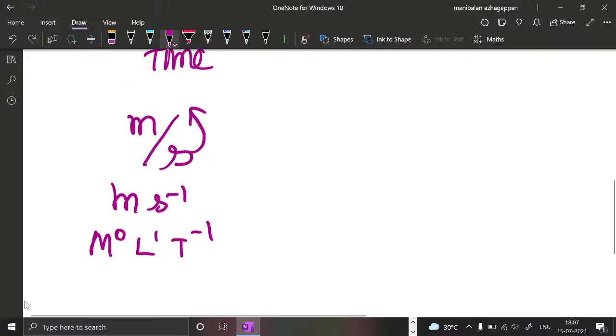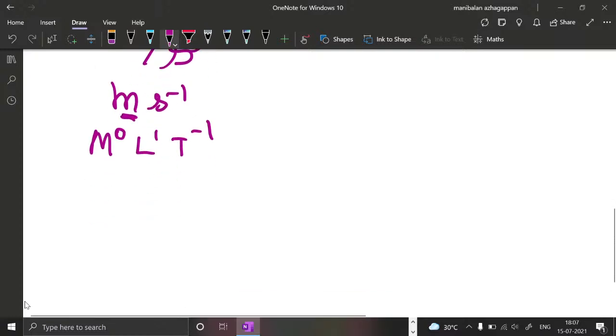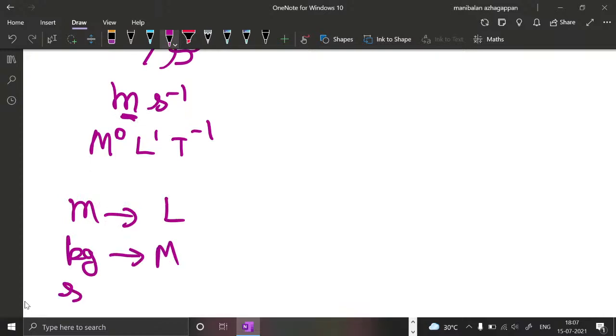Because m is the meter, for the dimensional formula, meter is taken as L, kg as M, and second as T. Here there is no mass, so power is 0. Length is there, power plus 1. Time is there, power minus 1. One side is over, linear motion.